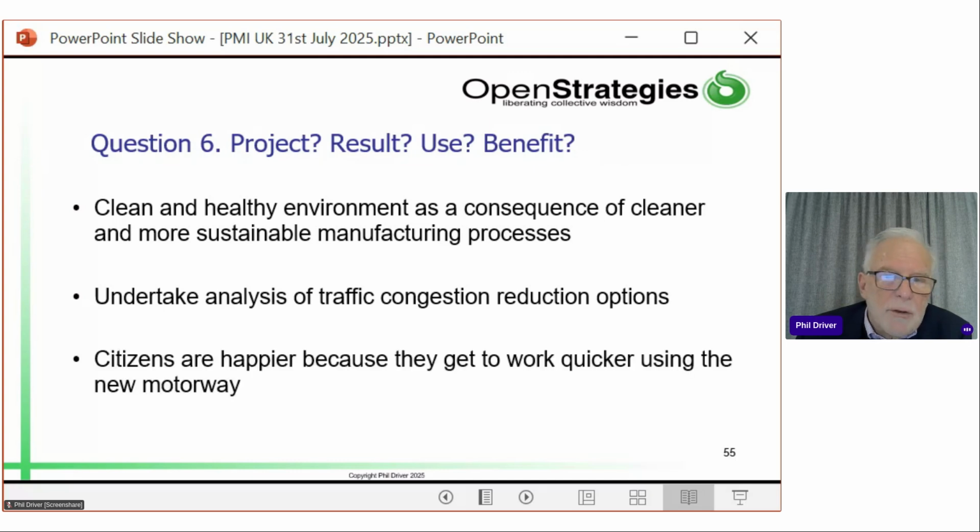Citizens are happier because they get to work quicker using the new motorway. So anything to do with happy, healthy, wise is a benefit. Yeah, good on you, Leela and Amber. Yeah, I might have a job for you guys.